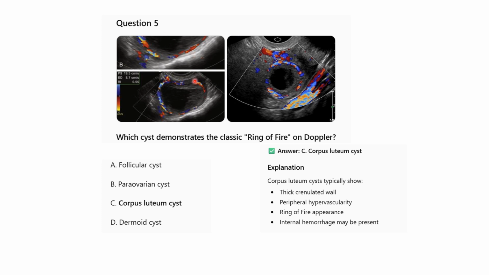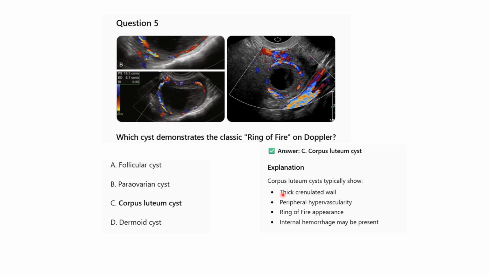Question number 5. Which cyst demonstrates the classic ring of fire on Doppler? So this is the ring of fire that we have there. That's the characteristic ring of fire. A. Follicular cyst. B. Para-ovarian cyst. C. Corpus luteum cyst. D. Dermoid cyst. So which is the best response, which gives us the ring of fire configuration? Answer is C. This is a corpus luteum cyst.